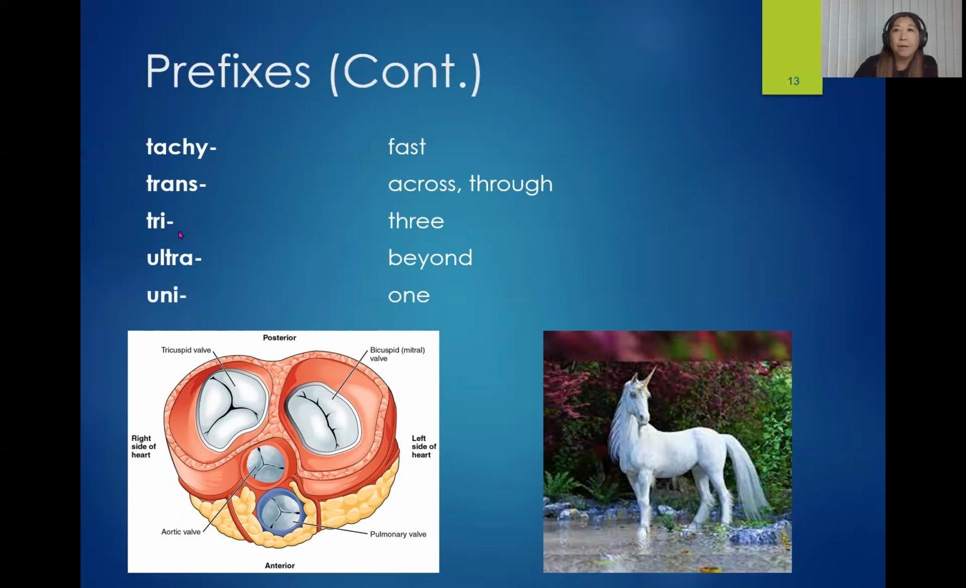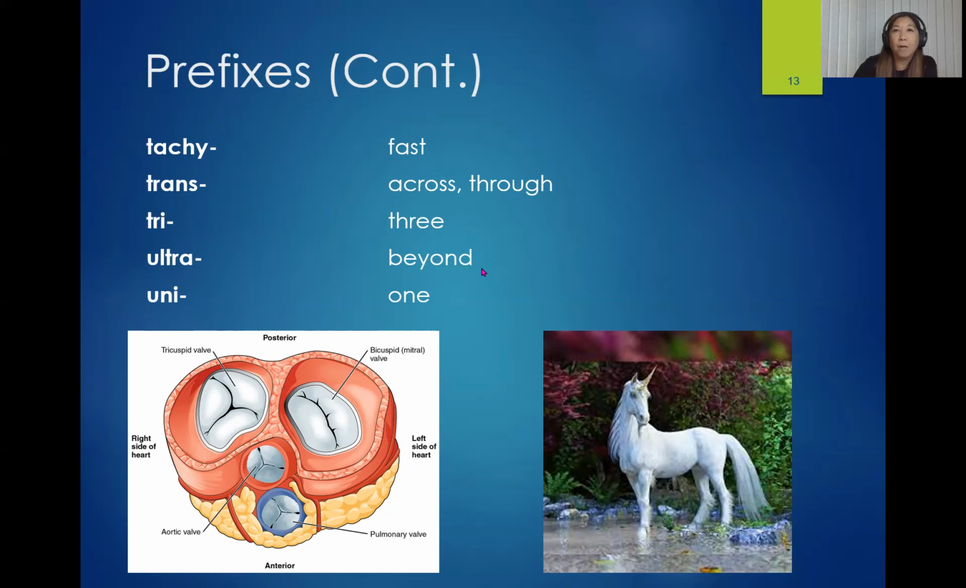Tri means three. So this is an example of the tricuspid valve, heart valve. It's got three little leaflets. The other term would be triangle, right? A triangle has three sides.